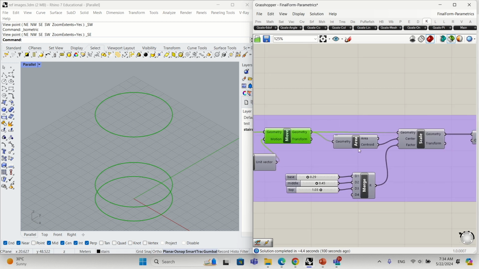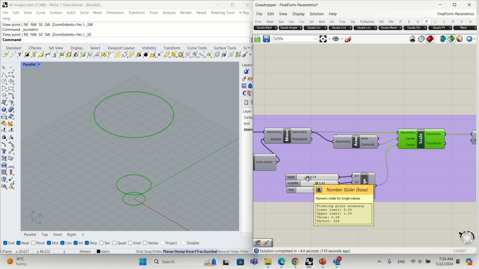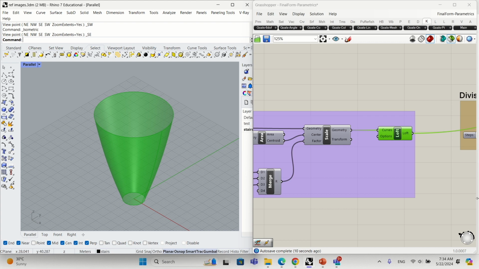I then found the center of each of these circles and scaled them so that it would taper, starting with the smallest at the bottom and then the biggest at the top. And again, all of these sizes can be manipulated with these number sliders. I then lofted all 3 of these circles in order to create one continuous surface.